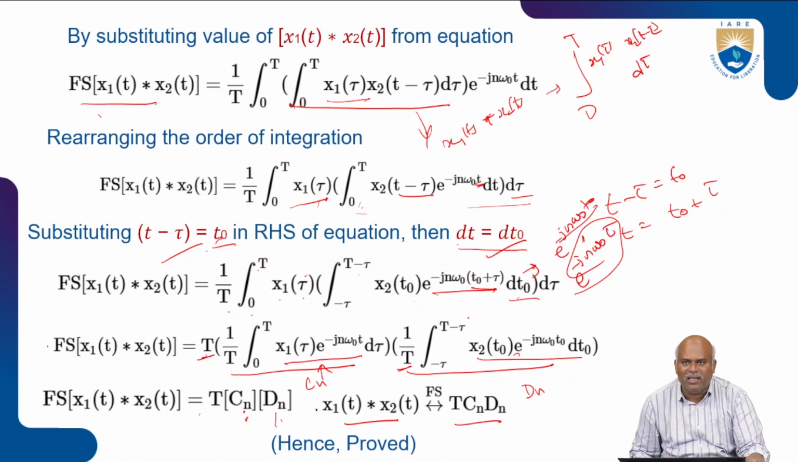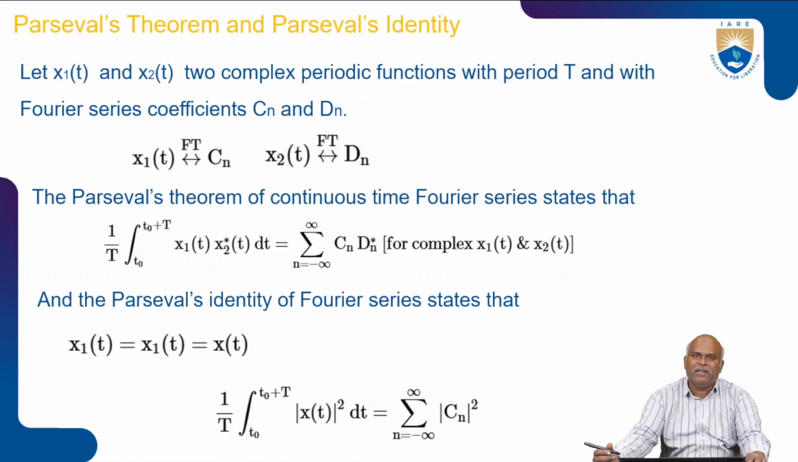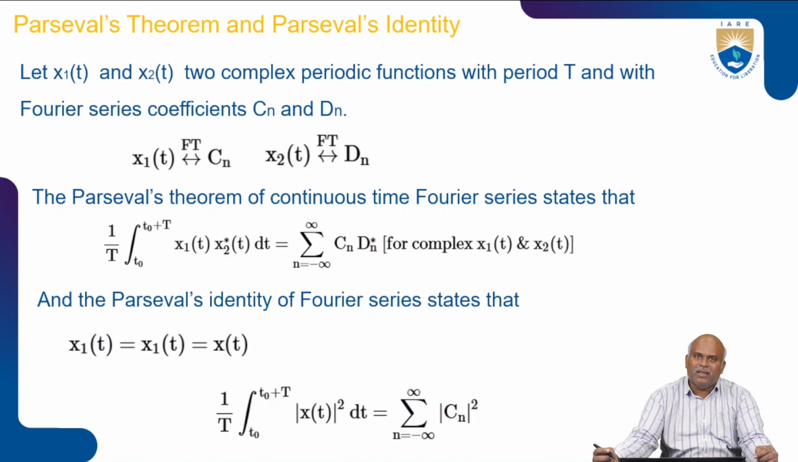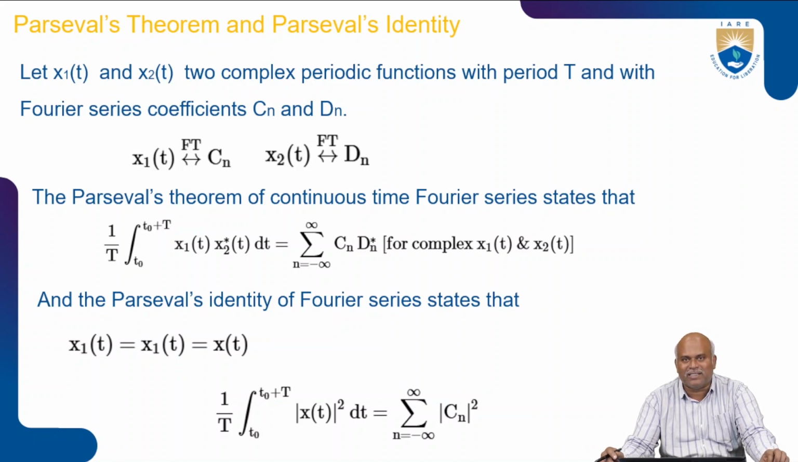This is called the convolution property of Fourier series. Next we go for the Parseval theorem and Parseval identity. Here also we take two different signals, x1 of t and x2 of t. Both have similar physical character.